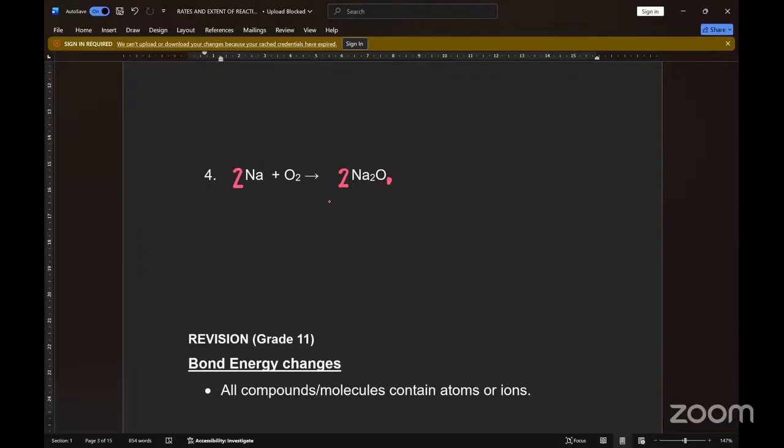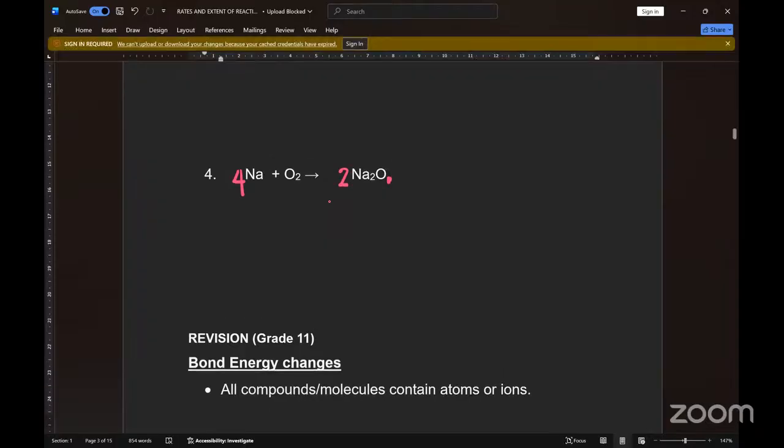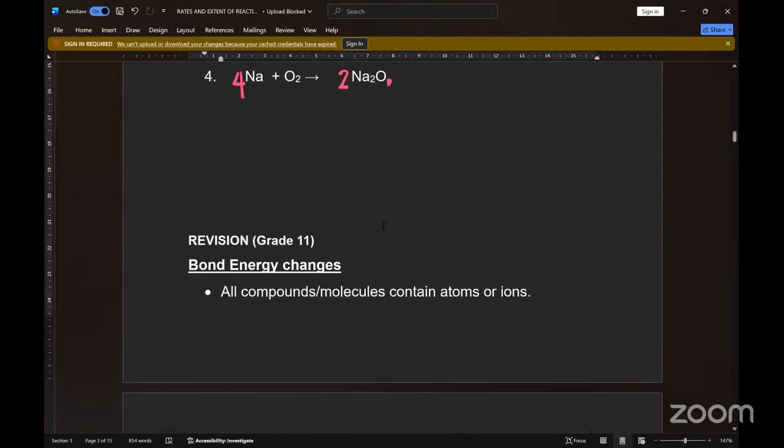So you have to come and erase this one. You erase this, and then you put 4 here. So it is balanced. 4, 4, 2, 2. So your equation is balanced. So that's all that we have to do as far as grade 10 is concerned.